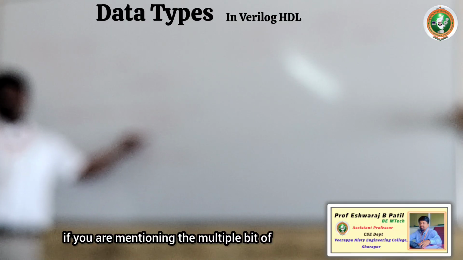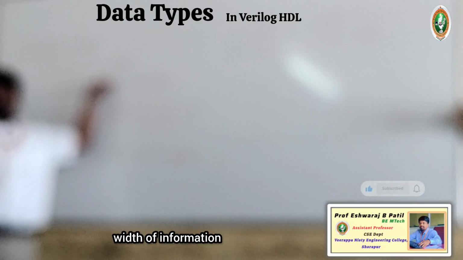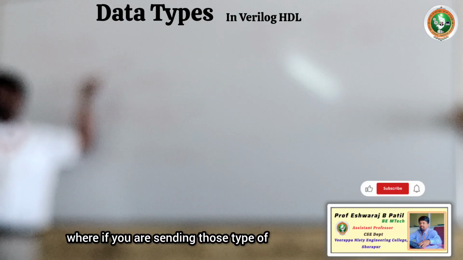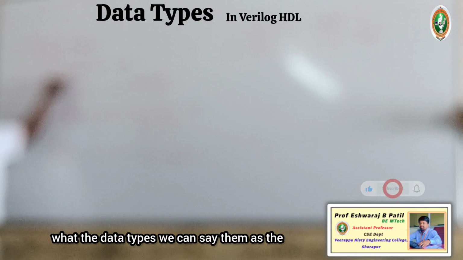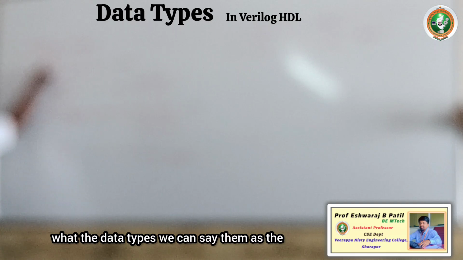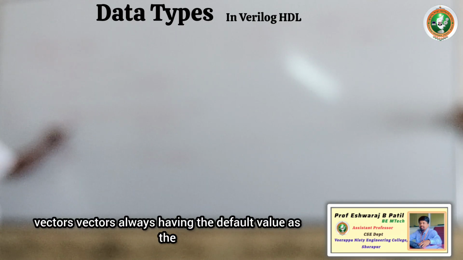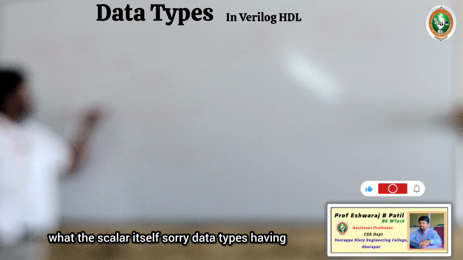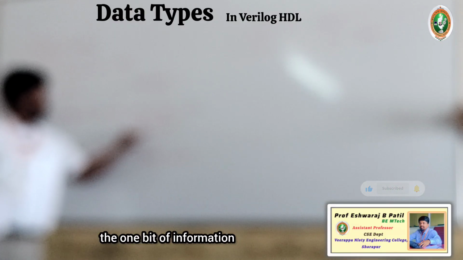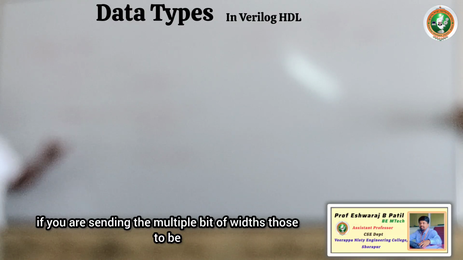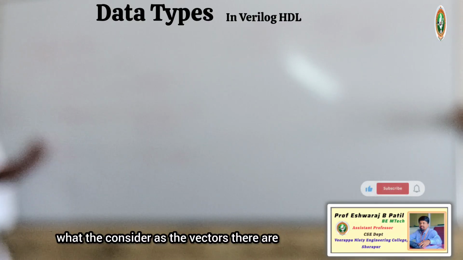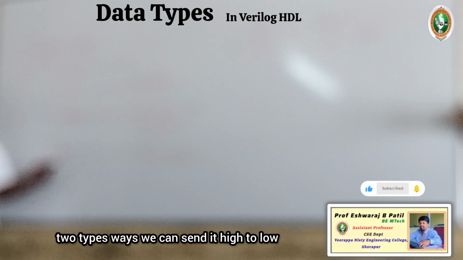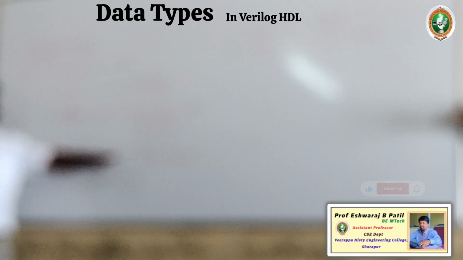If you are mentioning multiple bits of width, those data types we can say are vectors. Without a range, the default is scalar. Data types having 1 bit of information are scalar. If you are sending multiple bits of width, they are considered vectors. There are two ways we can specify it: high to low, low to high.